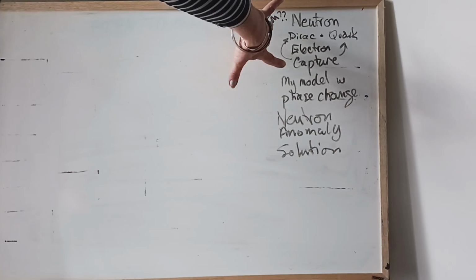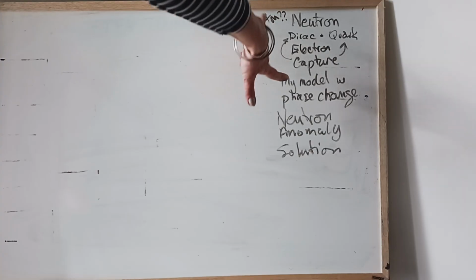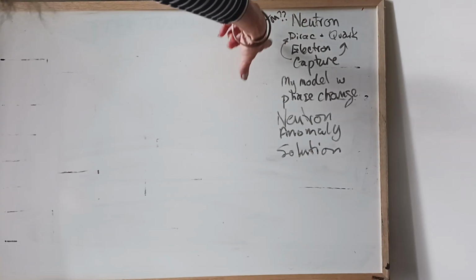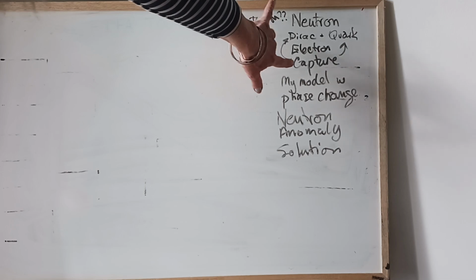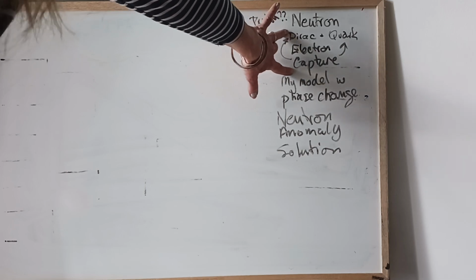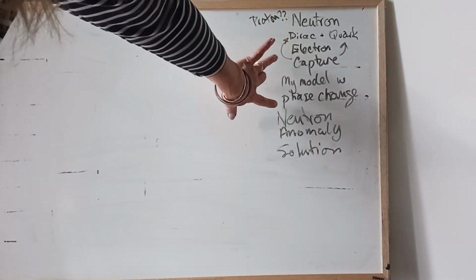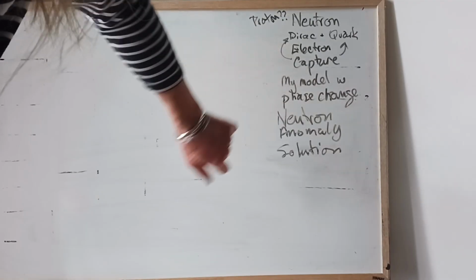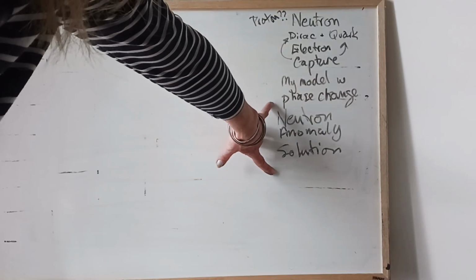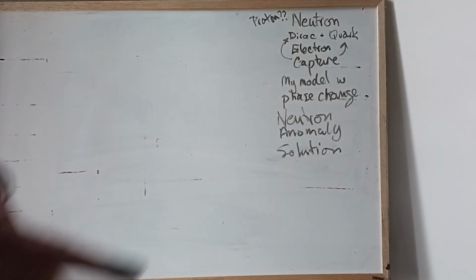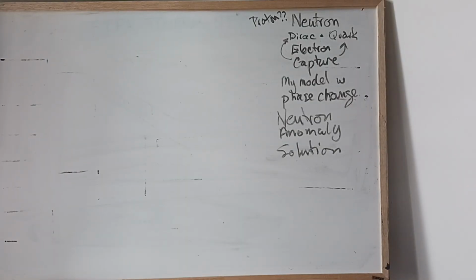Then we'll do electron capture of the proton, because you can turn a proton into a neutron, right? By electron capture, the reverse beta decay. And then we'll look at my model and how it fits, and the neutron anomaly, which is that neutrons decay at different rates depending on how you measure them.